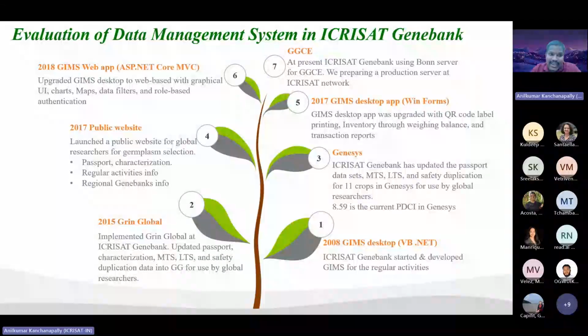After that, in 2018, we started developing a web-based GIMS with .NET Core MVC. We are trying to publish it. We have already uploaded all the passport and characterization data to the GGCE test server. We are trying to implement and establish the new production server at ICRISAT Genebank.